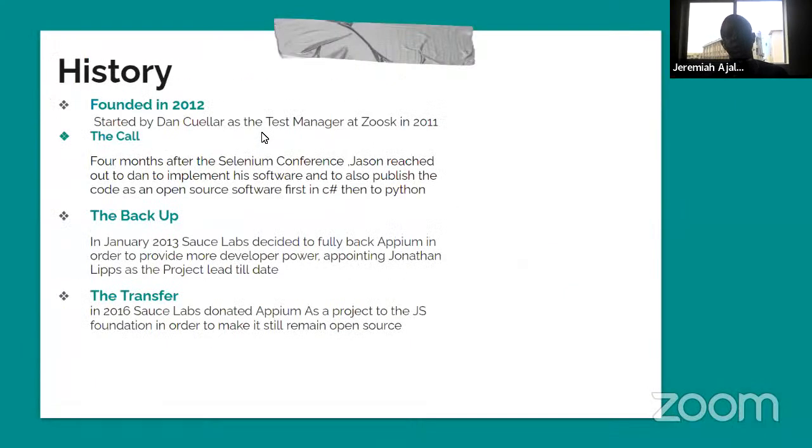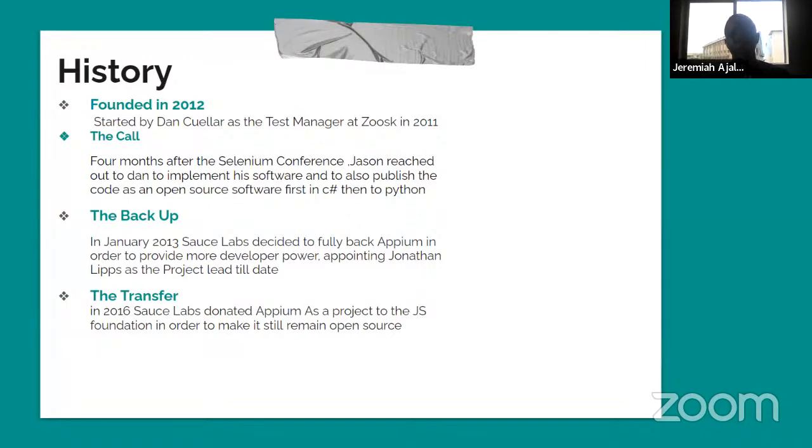History about when APM was founded. It was first started by Dan Kurela in 2012 while he was working as the test manager at Zoox in 2011. Later on, he first had the idea of how to automate apps. Then he met a friend, which was Jason.